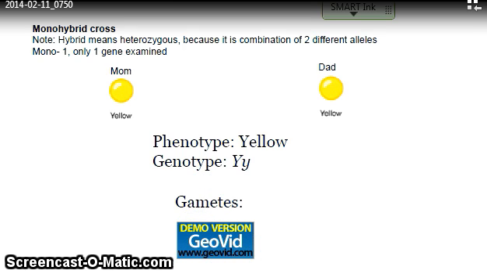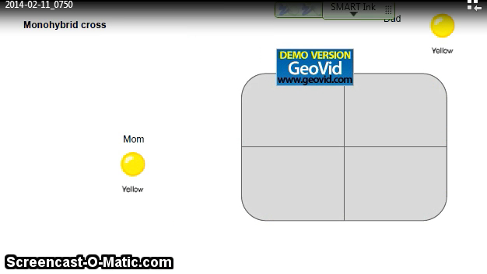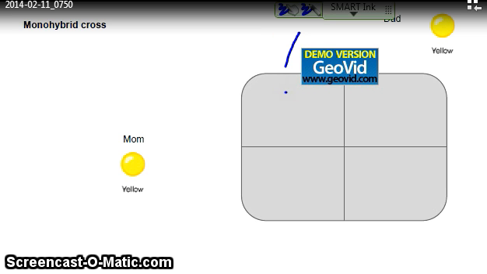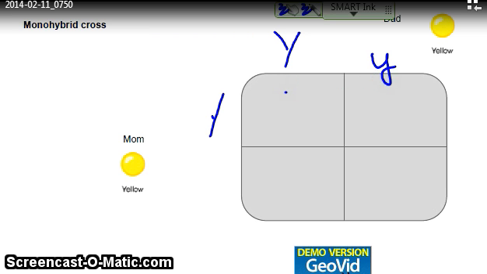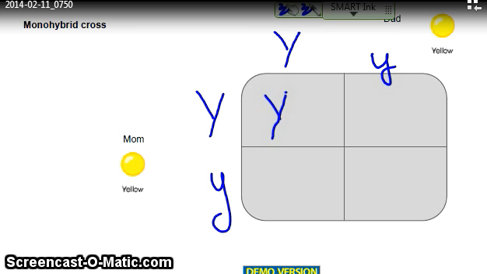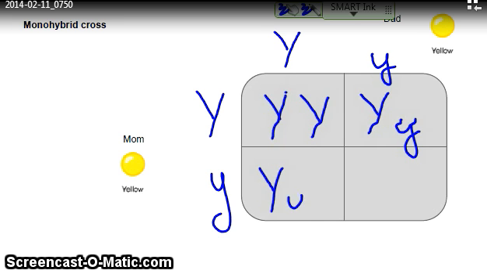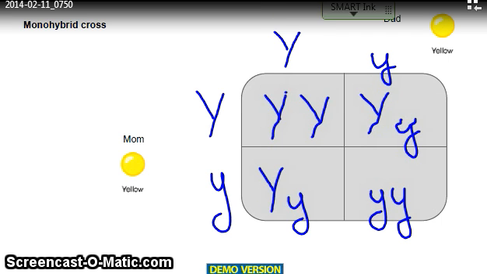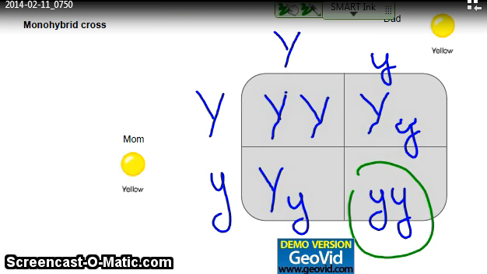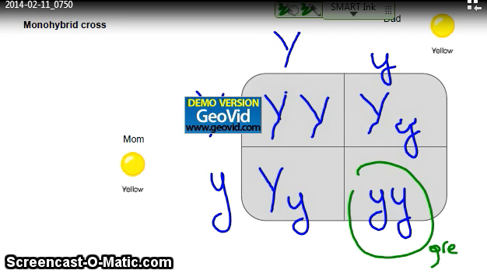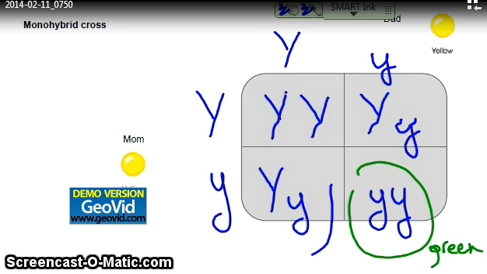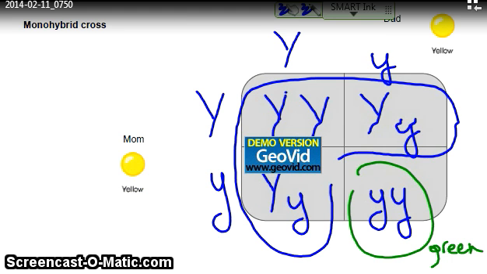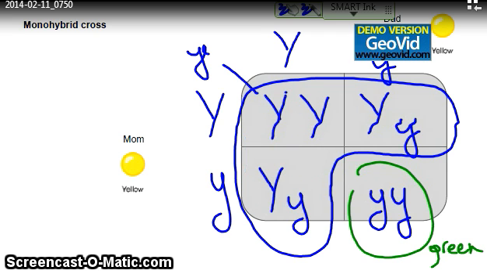Alright. So on the dad's side, we're going to write the big Y and the little y. And on the mom's side, we're going to write the big Y and the little y. Notice we're going to have different combinations. We have a homozygotic dominant. So far we have 2 heterozygotes. And then we have a homozygote recessive. So this looks different already from the previous example. So the homozygote recessive is going to be green peas because that's the recessive trait. And then, of course, all of the plants that have a dominant gene will produce yellow peas.